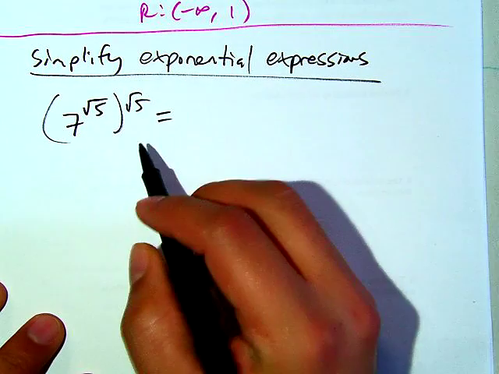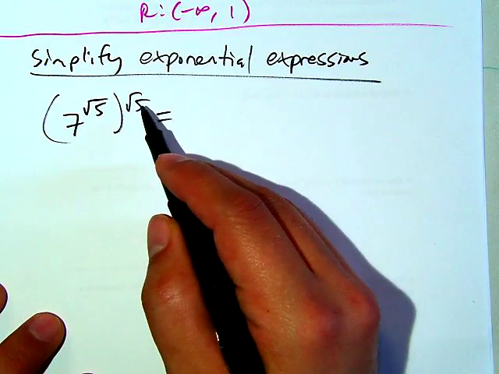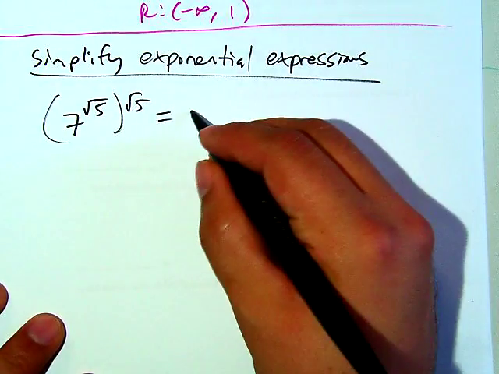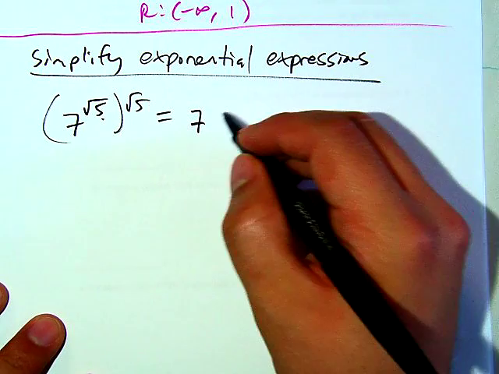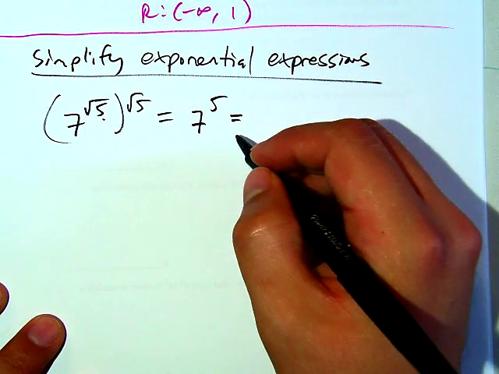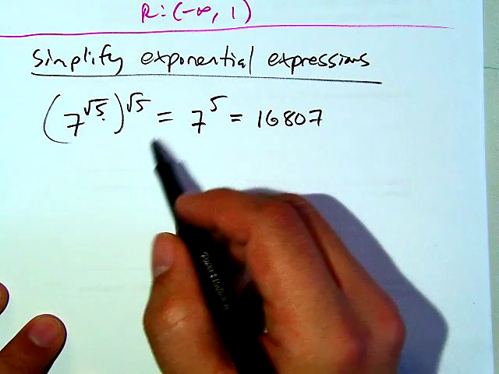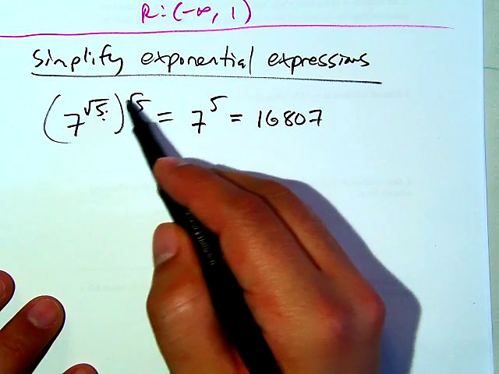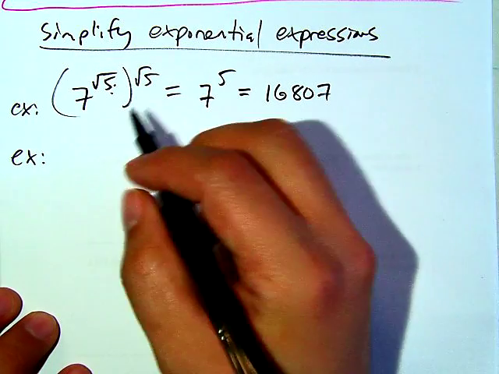So for instance, if we have something like 7 to the root 5, and that's to the root 5, you know from before that you just multiply your exponents. So you could say that this is 7 to the root 5 times root 5, which is just 5, which is, if you have a calculator, 16,807. Okay, so it might start out looking kind of different, but you still do the same rules. You multiply in this case, so this is one example.